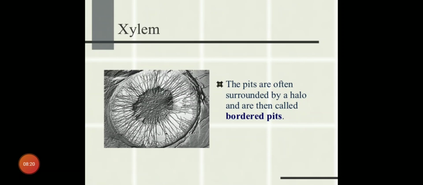So this is xylem. You can see that there is a central pit surrounded by a halo, and these are called bordered pits. Pits means a hole in the center, and these thread-like structures, when they are present around this hole, this is known as halo, or these can be known as bordered pits.